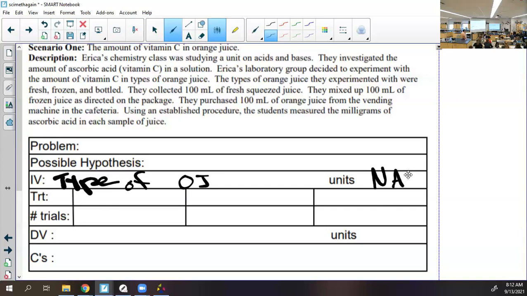TRT. That is short for the word treatments. Treatments, if you look on the bottom of page 6, those are the ways you change the IV. So I just look right here. How did I change the type of orange juice? Erica had 3 different types of orange juice. Write those in right there and then show it to your lab partner. What 3 types did she use?